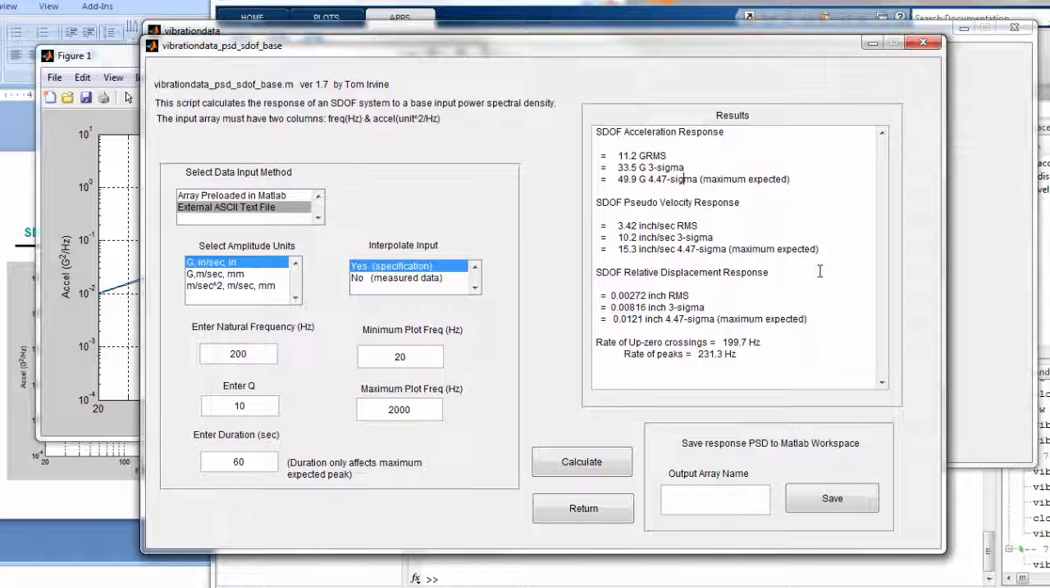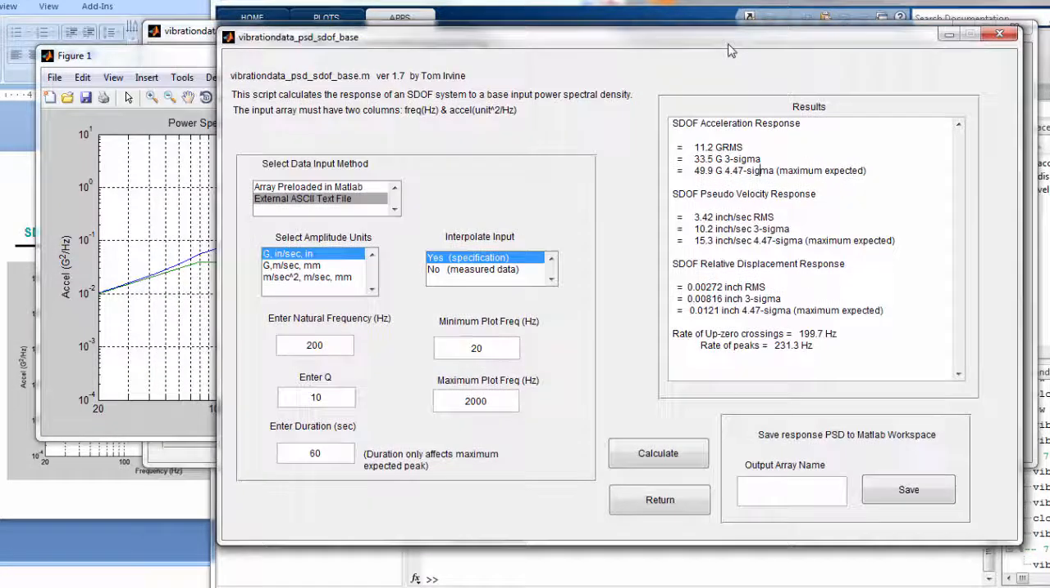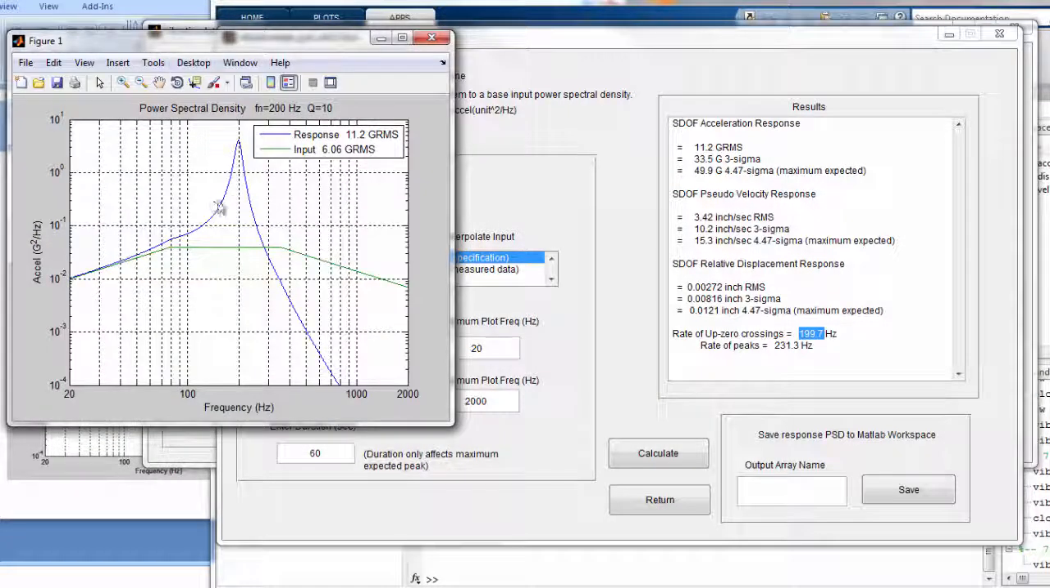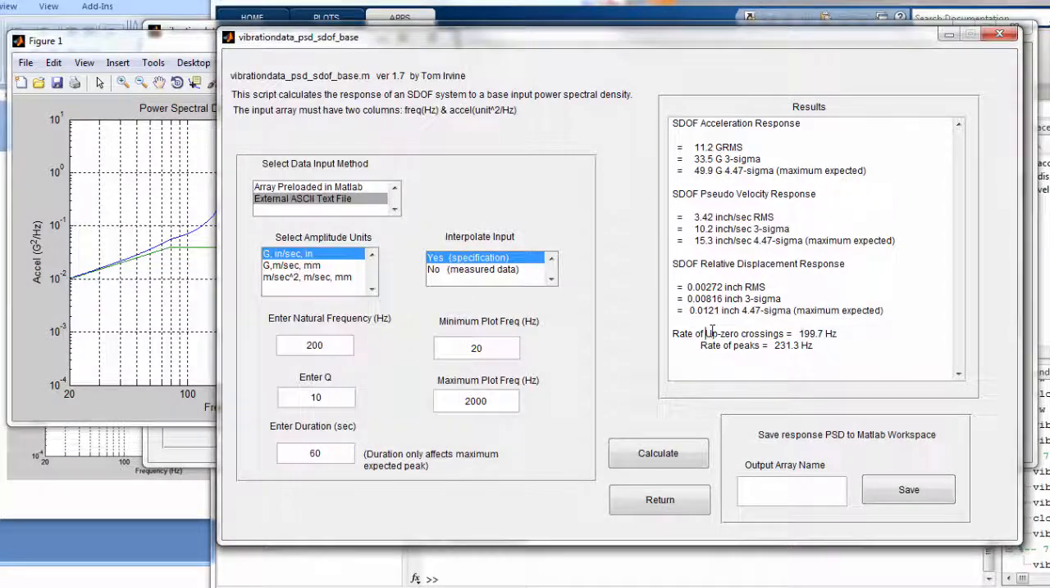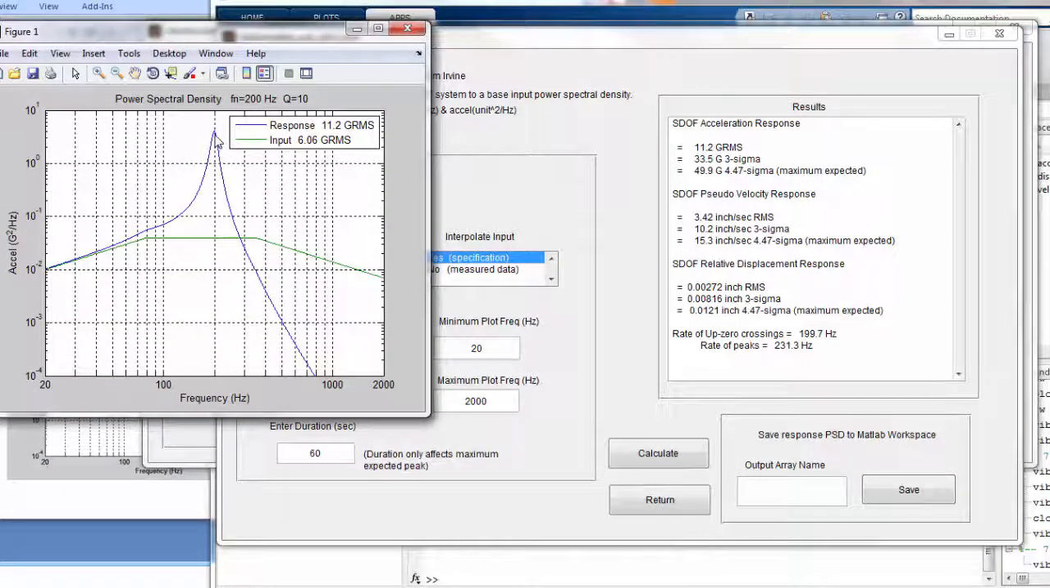Now here's something that becomes a little more clear. The rate of zero upcrossings is almost 200 hertz. Well, 200 hertz is our natural frequency. So you can clearly see that most of the energy is going to be pretty close to about 200 hertz. So this characteristic frequency for our response PSD is equal to 200 hertz.